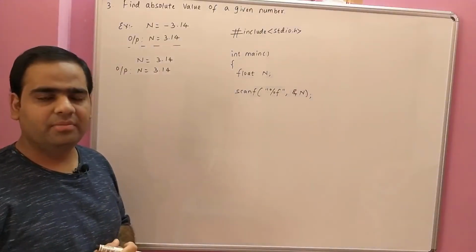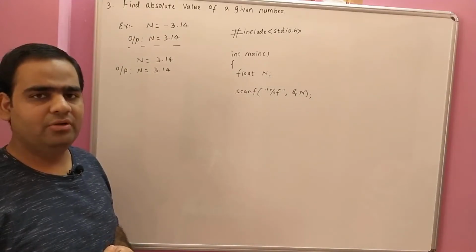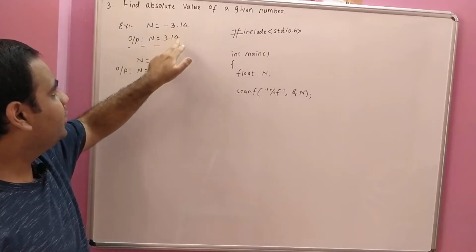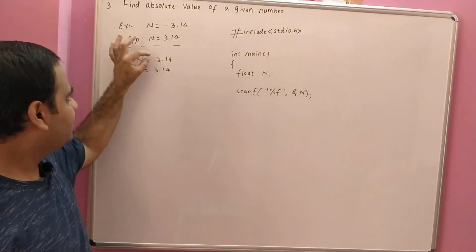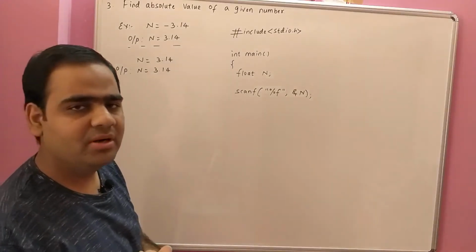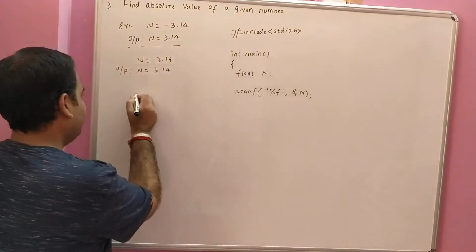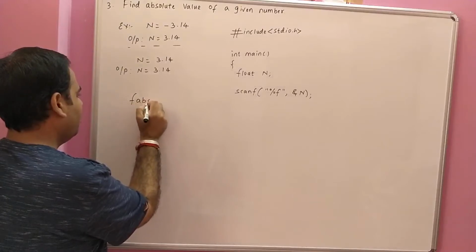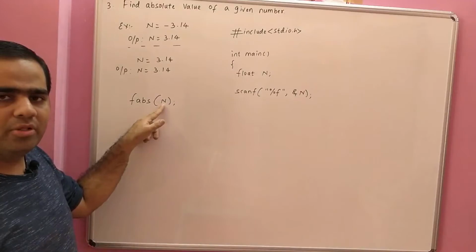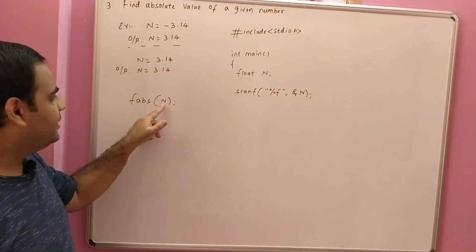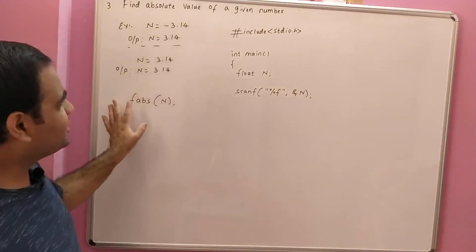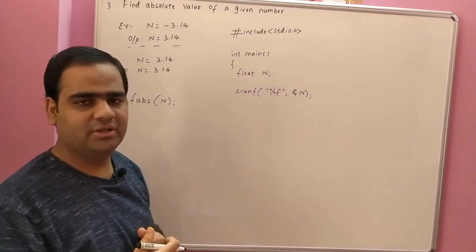Let's see another example. We need to find the absolute value of a given number. It means if the number is negative, we need to convert it to positive. If the number is positive, we keep it as it is. It can be done with the help of a built-in function, that is fabs of n. This will convert to positive if it is negative and keeps it as it is if the number is positive. Now let's try to do it without using the built-in functions.